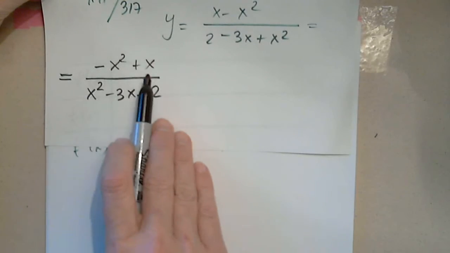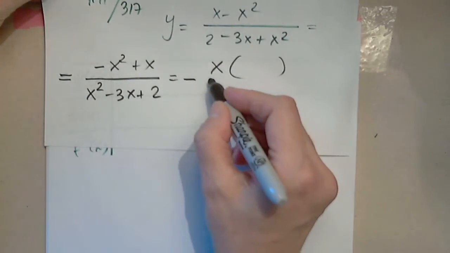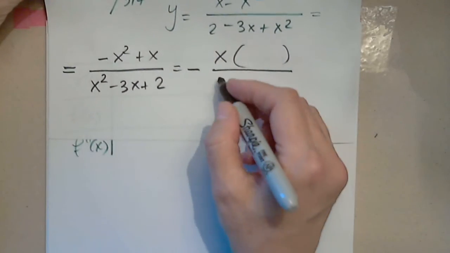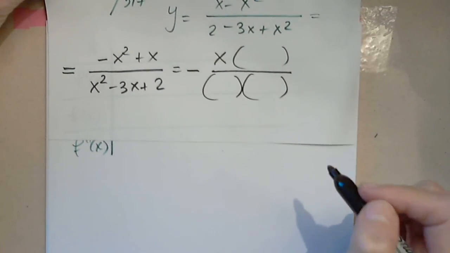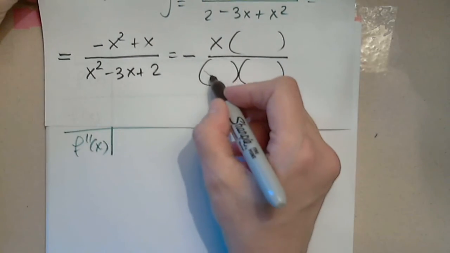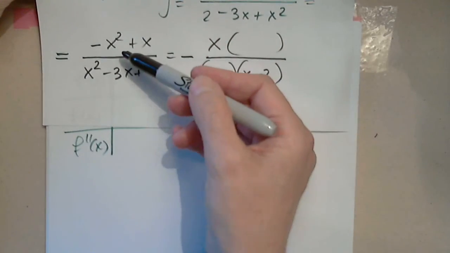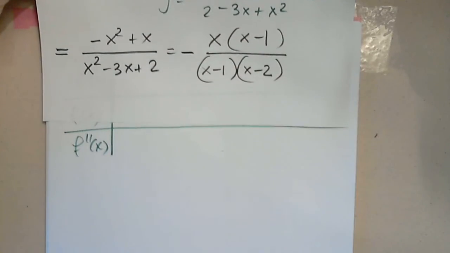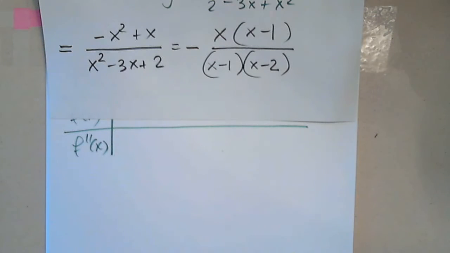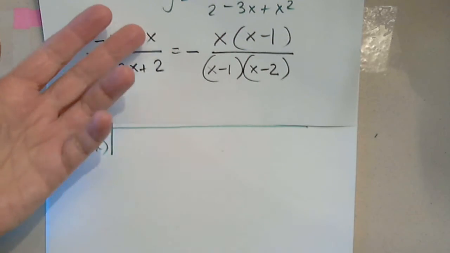In the next step, I will factor out negative x. And I will try to see if I can factor fully the denominator. It happens that the denominator is factorable into x minus 1 and x minus 2. And the numerator, when I pull out x, I get x minus 1. So I prepped the function for a lot of things. For domain, for x-intercepts, y-intercept.